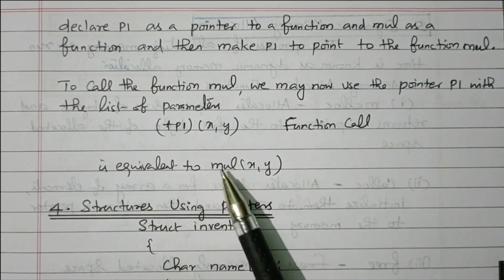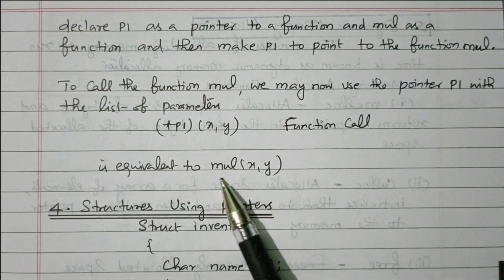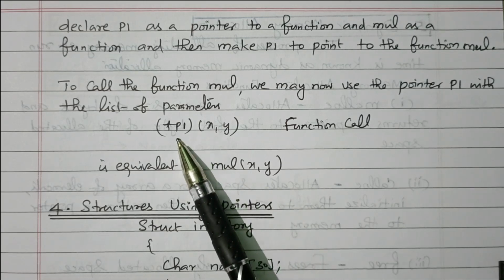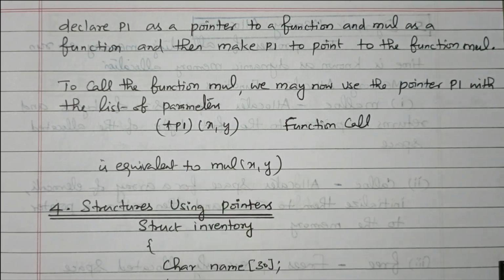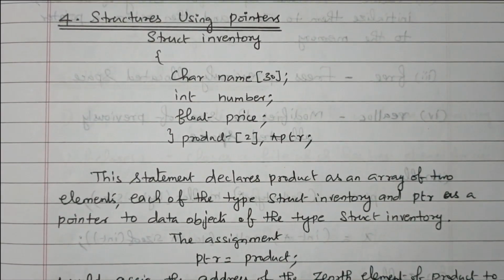So this mul and p1 are already assigned. So we can call, this is the normal calling mul xy. This is calling the function using pointer, right? Similarly, we'll see the structure using pointers. How are we using the pointers in structure?